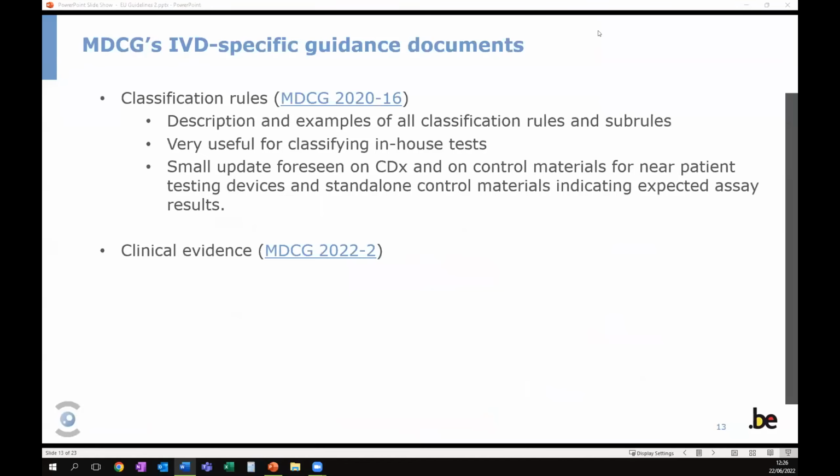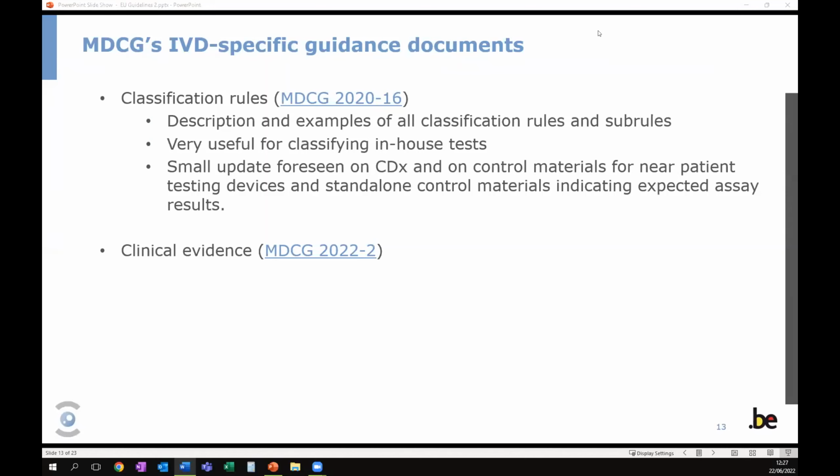So regarding non-COVID related guidance documents. One of the earliest guidances that was released is about the classification rules. And this is really a seminal document, as it contains a description of the different classification rules and of their sub-rules. So in principle, there are only 7 classification rules, which seems quite straightforward. But there are also a lot of sub-rules, and a guidance on this was really needed. And actually, this guidance is also very useful to classify in-house devices. And about this guidance, in the very near future, a small revision will be published that updates the part on companion diagnostics and also elaborates a bit on the classifications of some types of control materials.